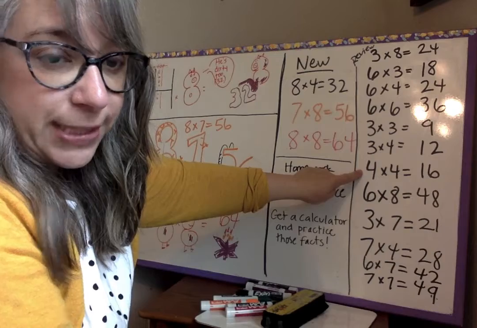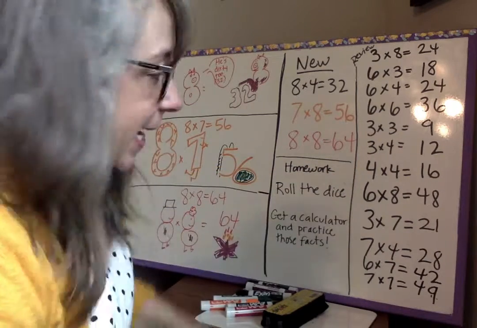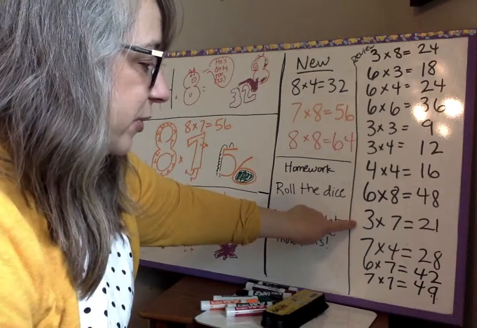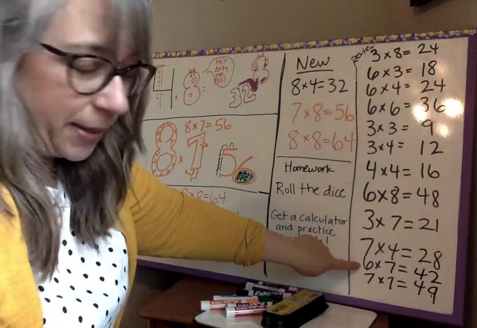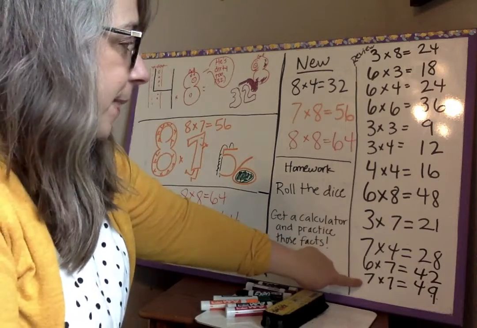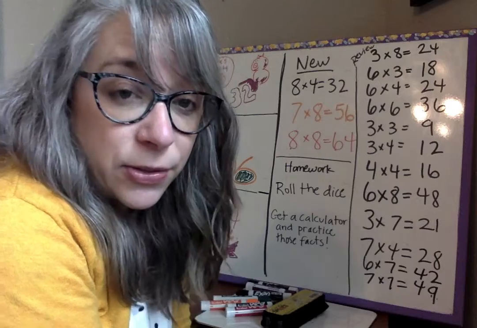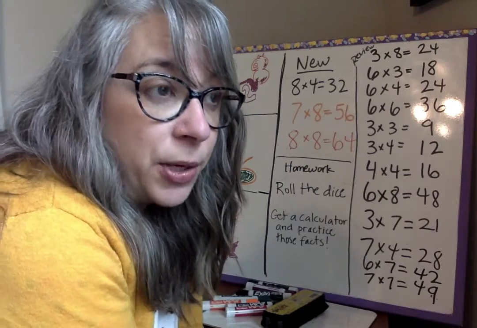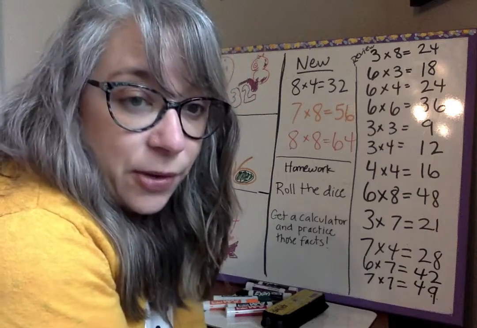4 times 4 is 16. 6 times 8 is 48. 3 times 7 is 21. 7 times 4 is 28. 6 times 7 is 42. And 7 times 7 is 49. And I hope some of those stories, or at least answers, I hope you kind of visualized how the story went. So that's good.